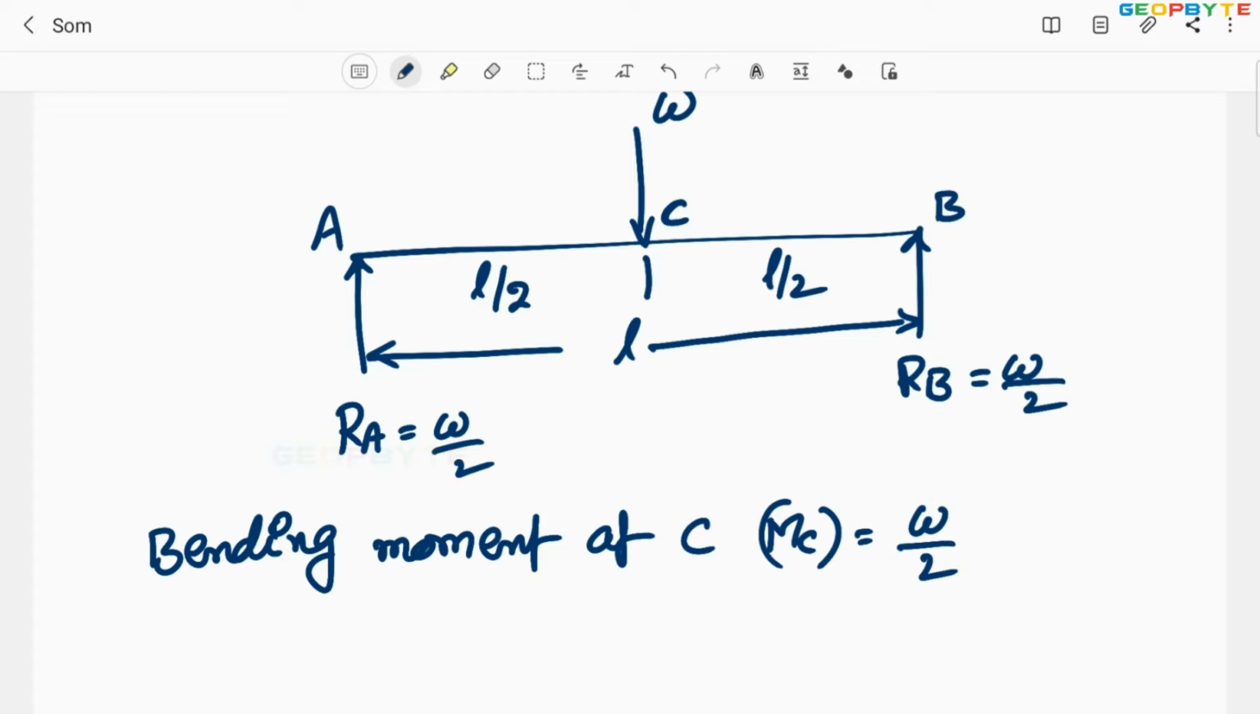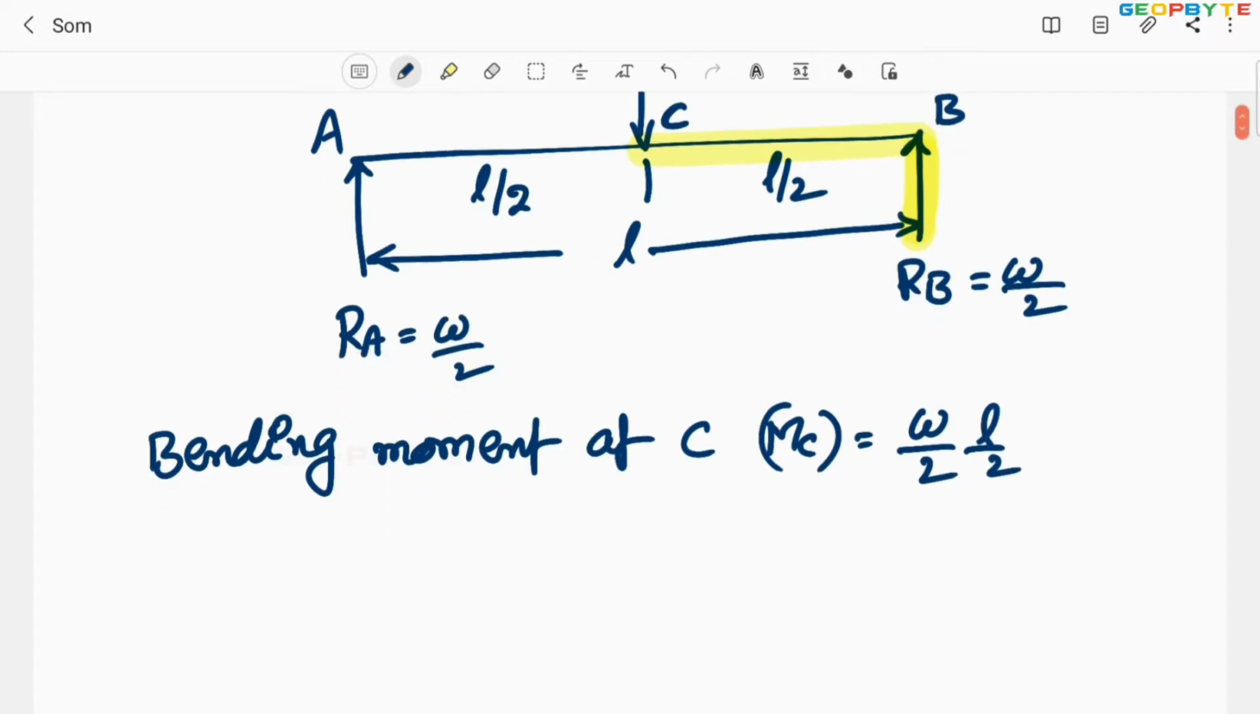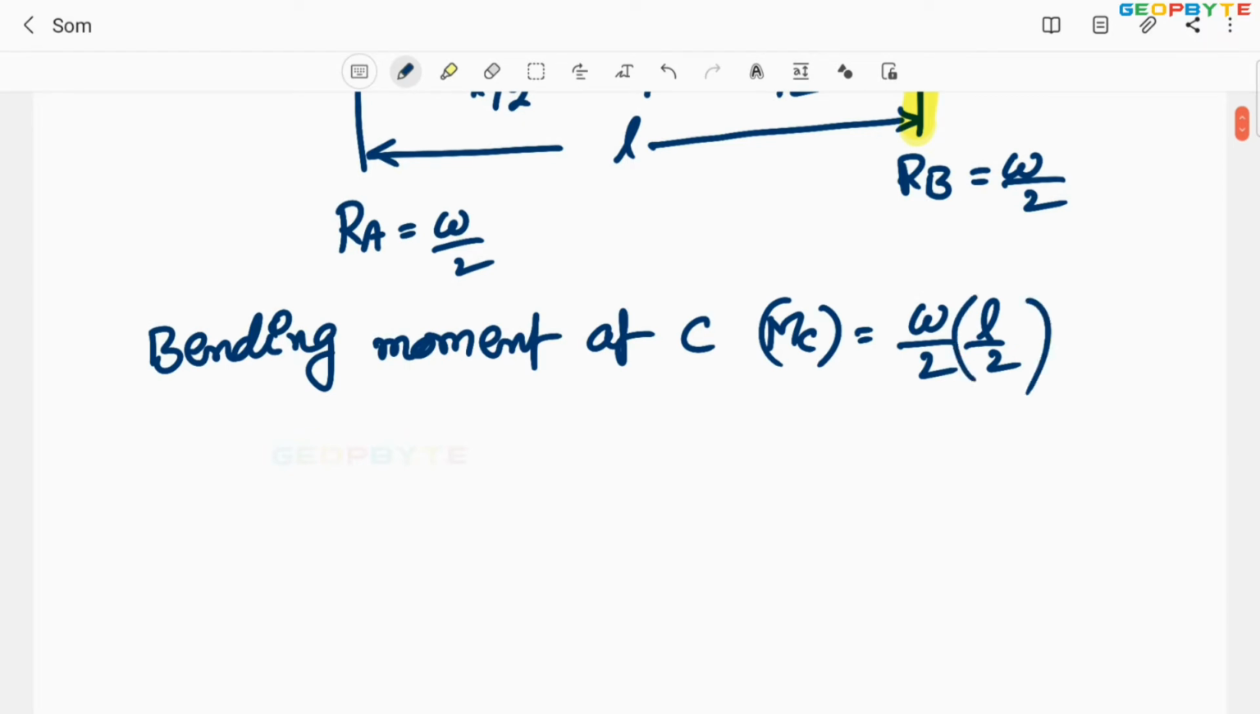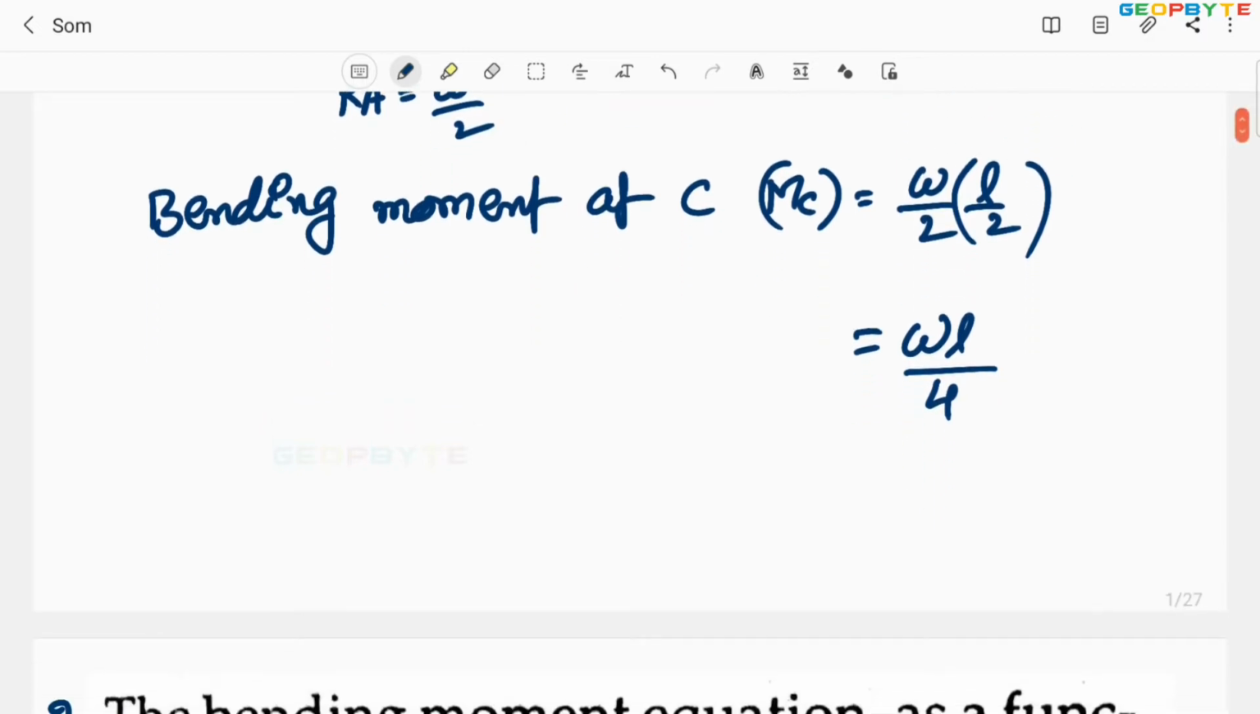the distance up to this part. Load is W by 2 multiplied by distance. Moment means the product of force and perpendicular distance. Here the load is RB, W by 2, into L by 2. W by 2 into L by 2 equals WL by 4. That is the formula to find the maximum bending moment at the middle of the simply supported beam.